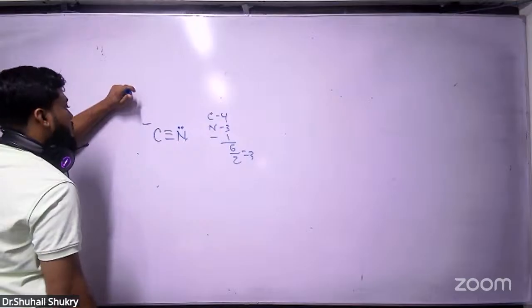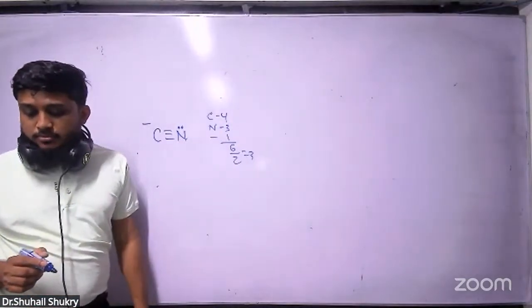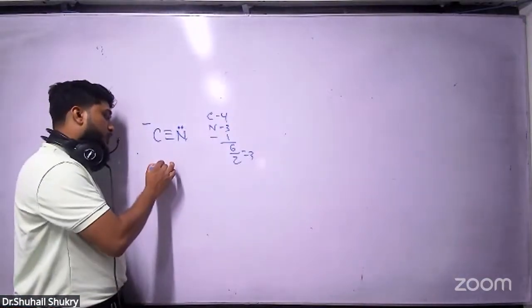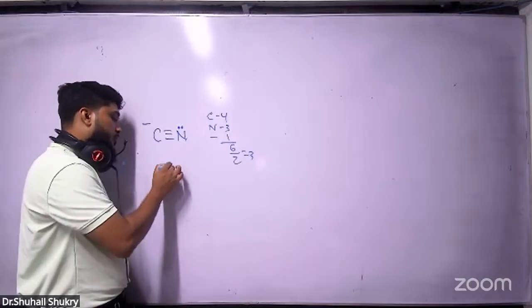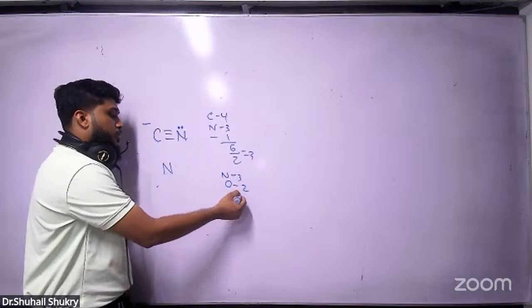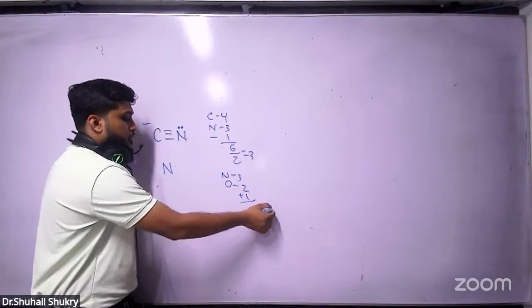Okay. Now, other one, NO plus. What is NO plus? We'll draw the structures. NO plus, how to do? Nitrogen is 3, oxygen is 2. With the plus charge, 3, 2, 5, 6 divided by 3, divided by 2, answer is 3.